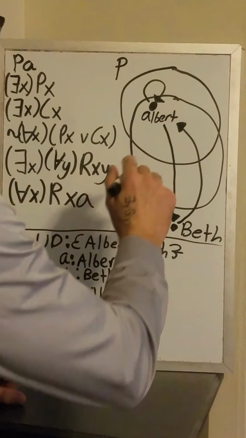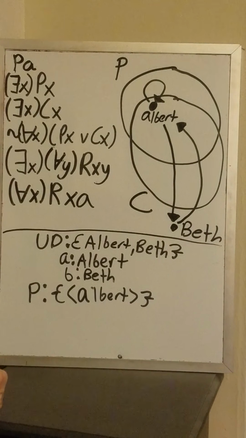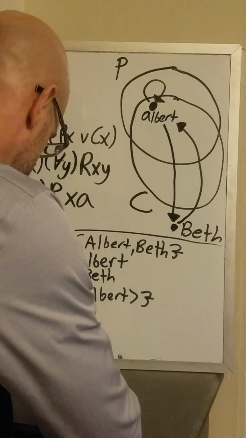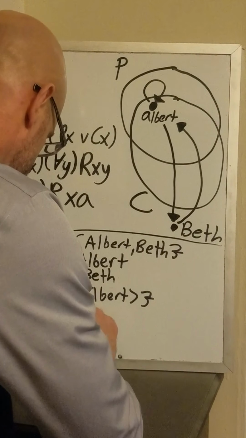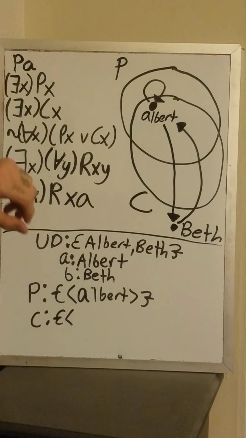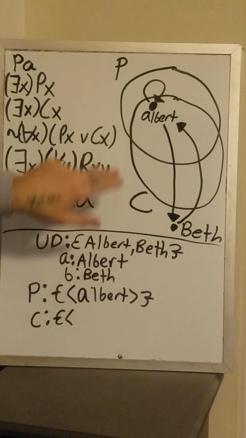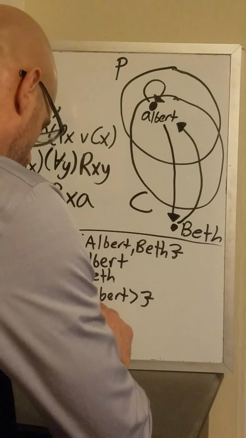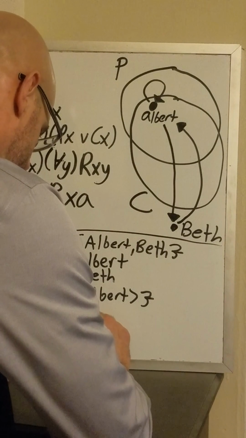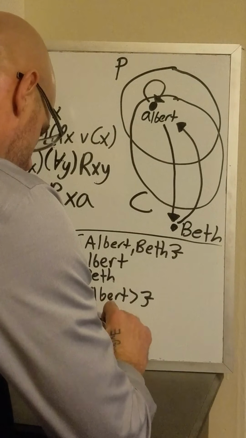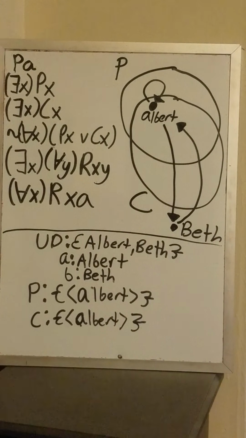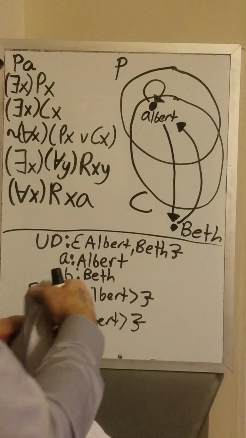Now, what about C? We need to say what the extension of C is. The extension of C is the same as the extension of P. There's only one thing in that circle that we drew, and that again is Albert. So we have an ordered tuple with only one thing in it: Albert. I should capitalize that for consistency.